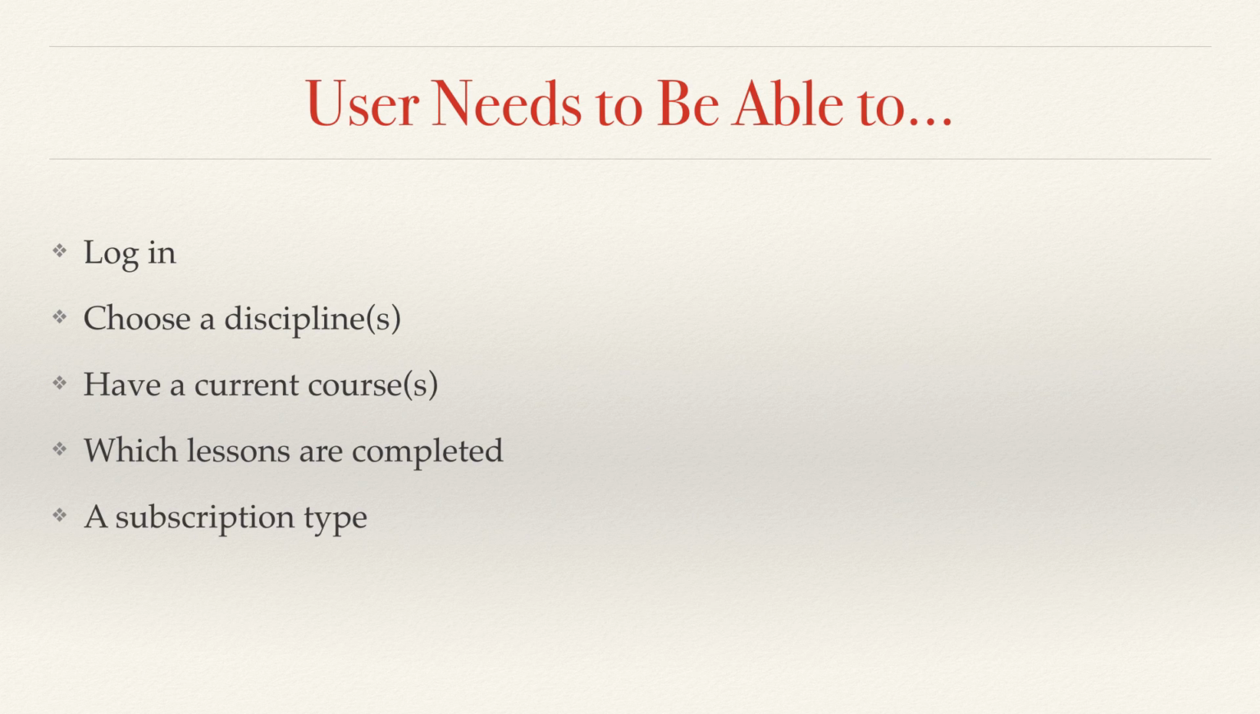And then our user needs to know what their subscription type is. Are they on a free subscription? Are they on a trial? Are they on a paid? Or are they on a professional? Whatever subscription types we define, they need to know what type they are.